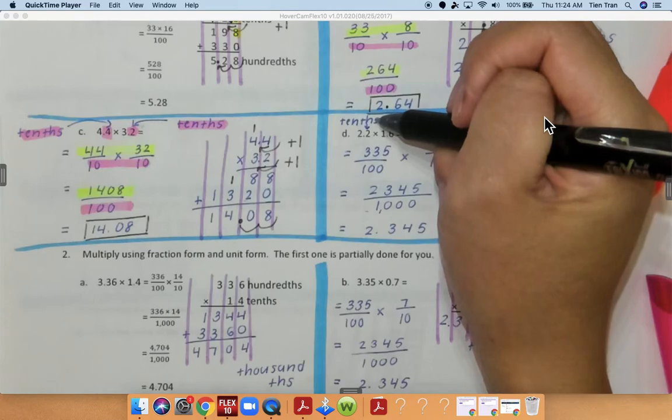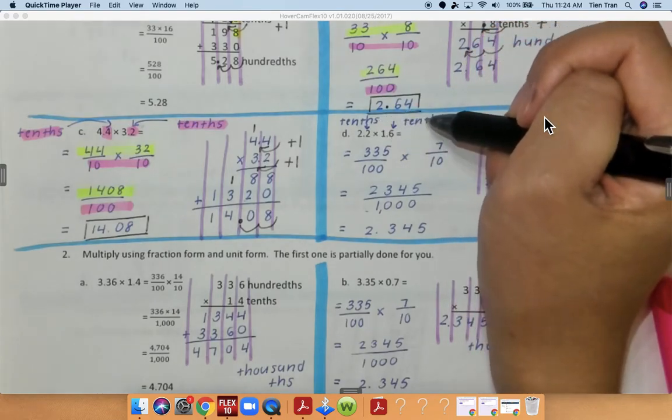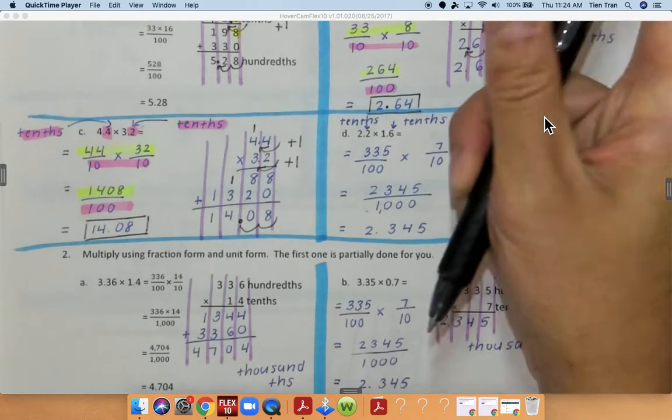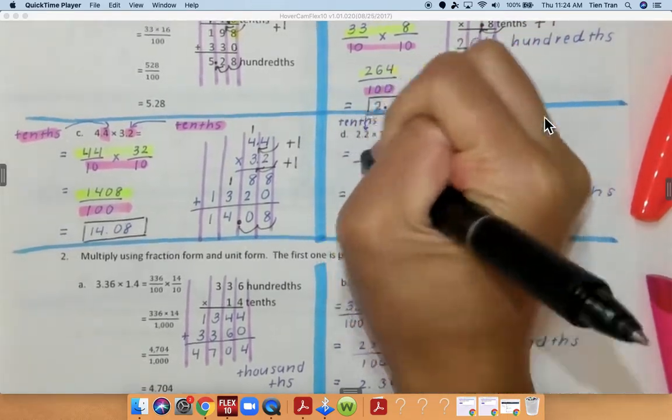Now, next I have 2 and 2 tenths, or 22 tenths times 16 tenths. So I'm multiplying 22 tenths times 16 tenths.